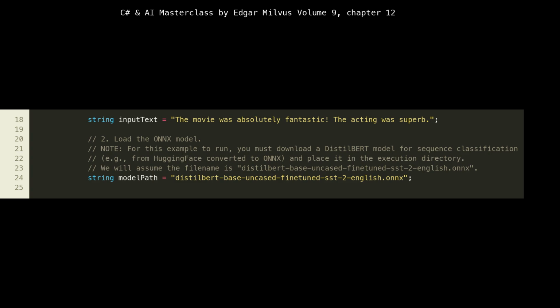It reminds us that the ONNX model file must be present in the execution directory. In a production environment, this model might be deployed alongside the application or fetched from a model repository. Using ONNX allows for cross-platform and cross-language deployment, making our solution flexible.